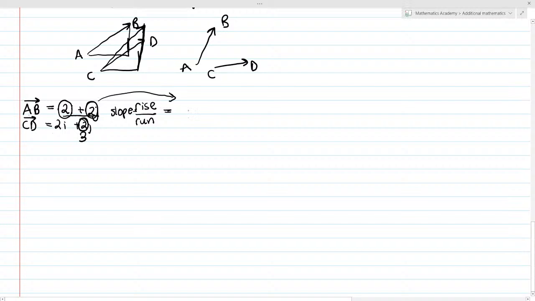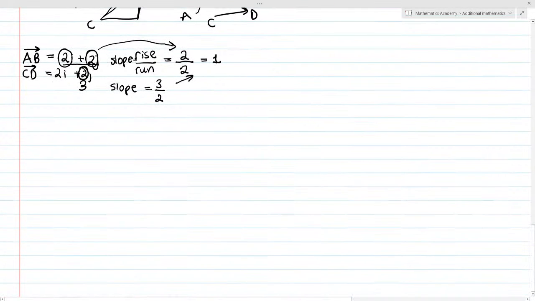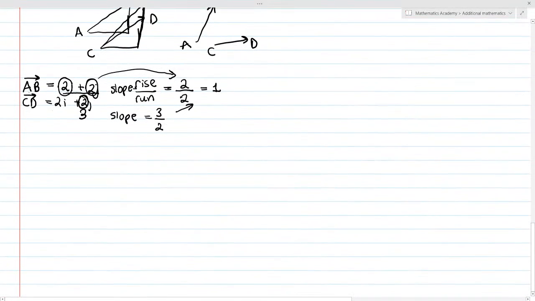And we know that the rise is 2, and the run is exactly how much we go to the left or right by. We know here that we go to the right by 2 units, and so the run over here is positive 2 as well. And so the slope overall is just 1. Now, for CD, if we do the same thing, we get that the slope is 3/2. So the slopes are different. Now, if the slopes are different, we know that they don't have the same direction, and so they're not parallel. And this is the basic idea of how you figure out whether or not vectors are parallel. Now, let's look at something different.